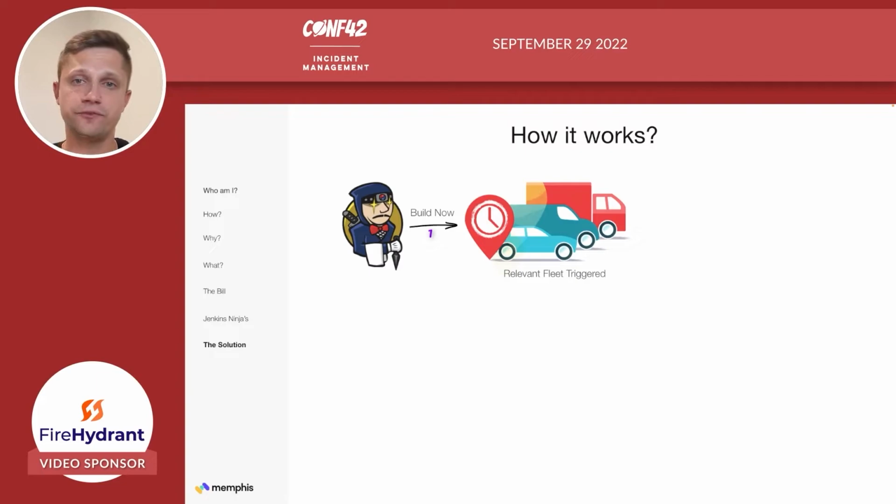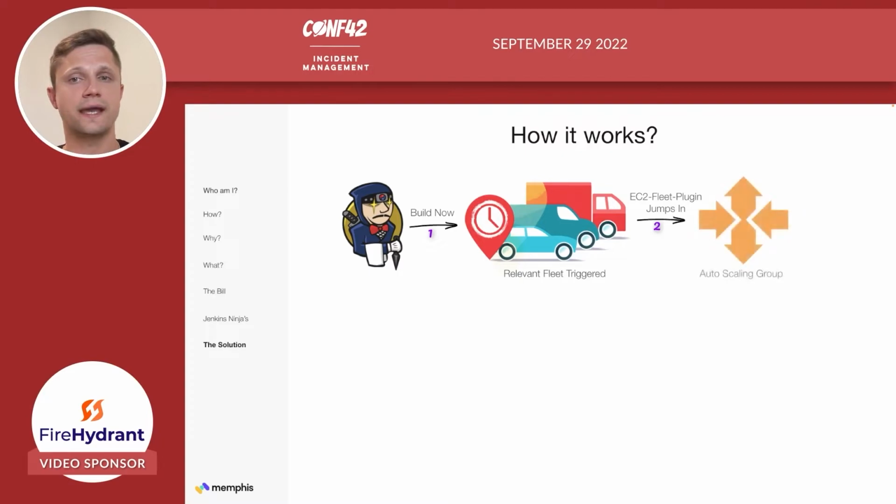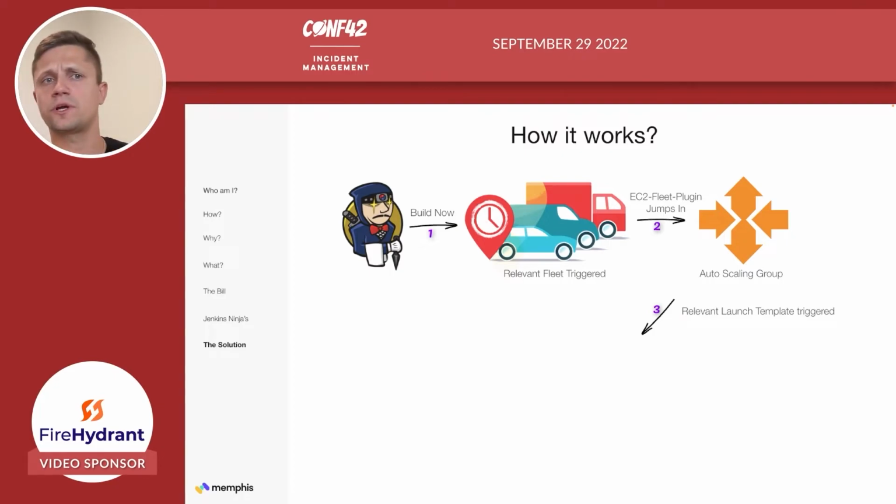The relevant fleet group will trigger the EC2 Fleet plugin. The EC2 Fleet plugin knows how to connect to AWS and how to run the auto-scaling group there. I have a number of auto-scaling groups, and each one of them that was triggered will run the relevant launch template. In this template, we can configure the instance type, network configuration, security groups, and so on.